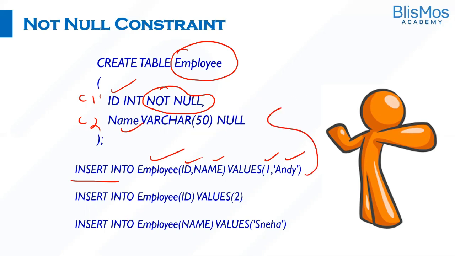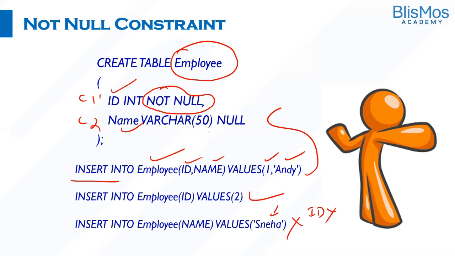Let us go to the next scenario. When you say insert into employee ID values 2, what do you think will happen? It also gets inserted without any problem because we have defined the ID as not null, not the name as not null. That is the reason this will also be fine. But there is a problem with this statement. When you say insert into employee values, if you provide only Sneha, if you don't provide ID, then there is a problem because we have defined ID as not null.